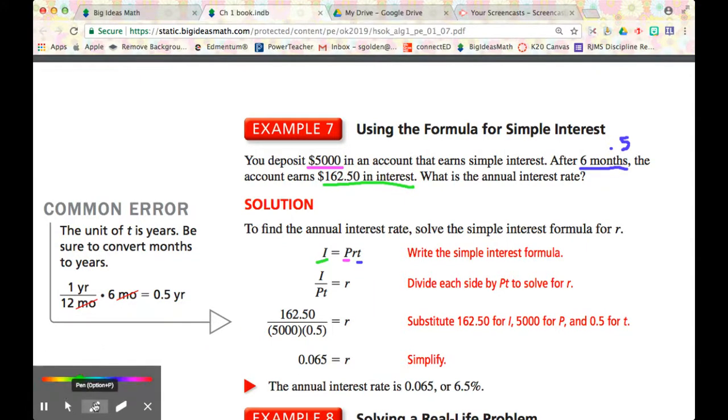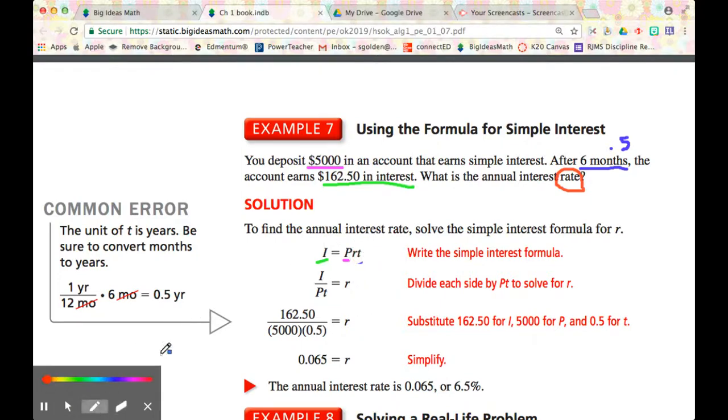And so then the problem actually says, what is the annual interest rate? So we are trying to find R. Okay, we have I, we have P, and T. We are trying to find R. So let's rearrange this formula first, solving for R. Let me erase where I accidentally wrote over the R.